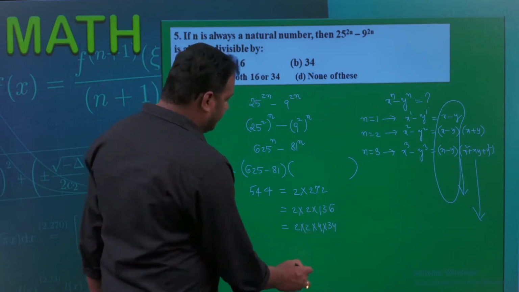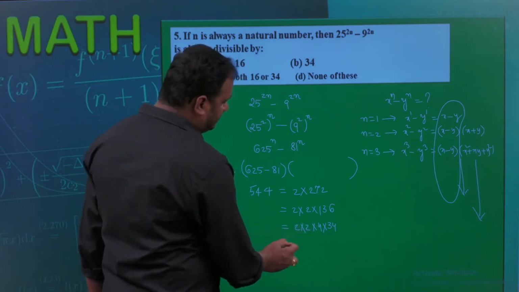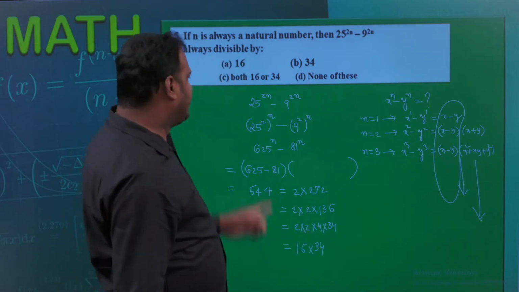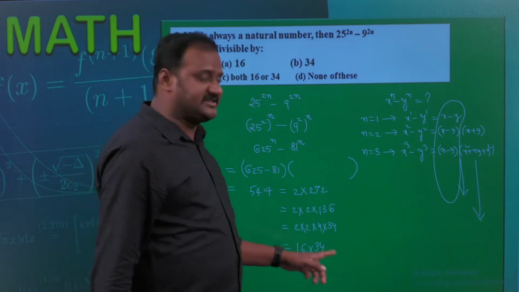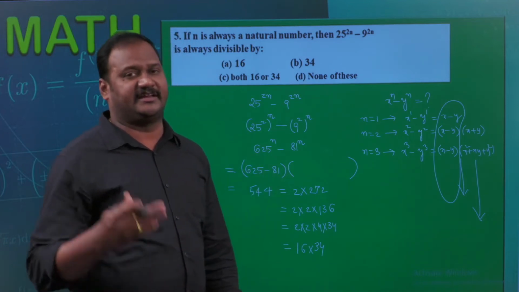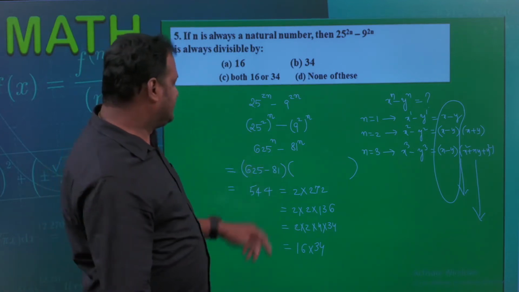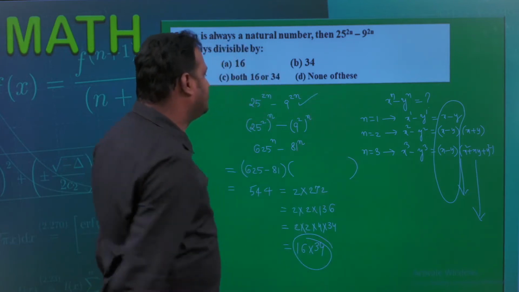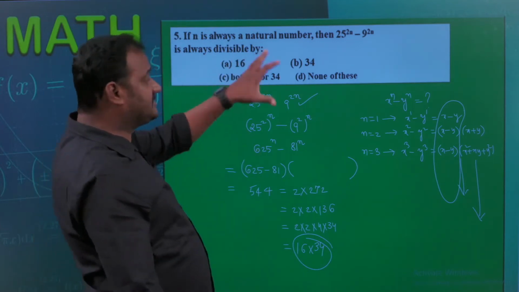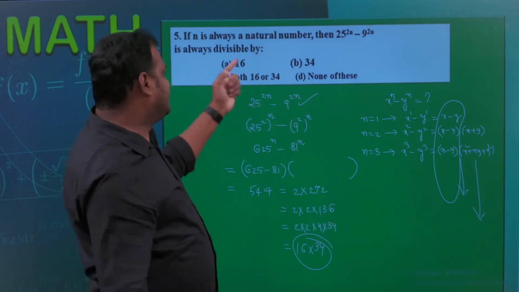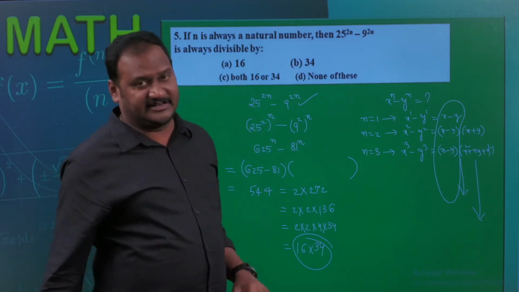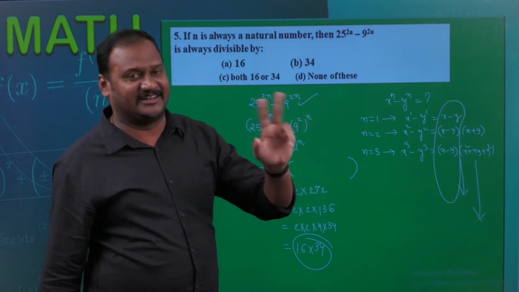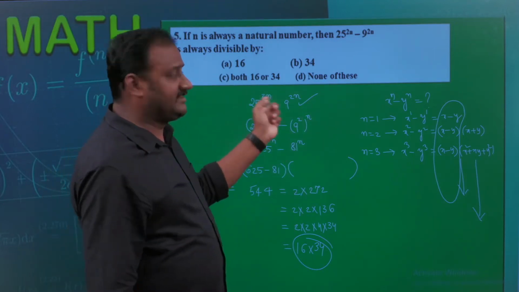So now finally what we got: 2 into 2 equal to 4, into 4 is equal to 16, multiplied by 34. I stopped there. You know why? According to the given problem, we have the numbers 16 and 34. Of course, 34 can be written as again 2 into 17. But here 16 and 34 both are factors of 25 to the power of 2n minus 9 to the power of 2n. So which is the correct option according to this? Is 16 the correct option or is 34 the correct option? Are both 16 and 34 correct options? It should be given as 13 and 64, actually.